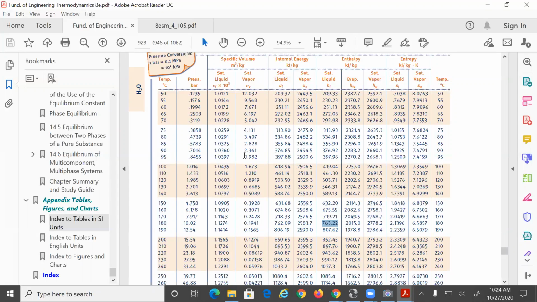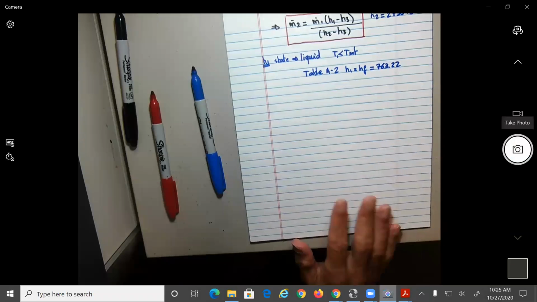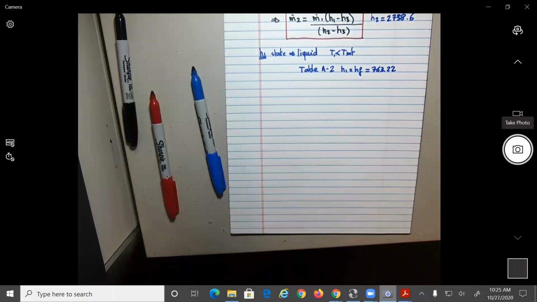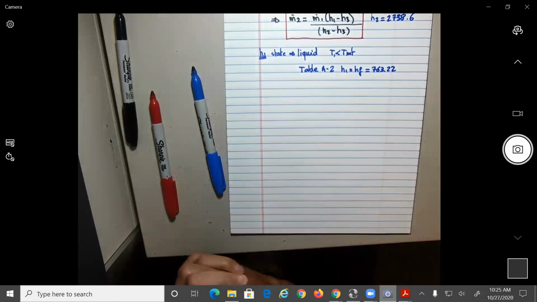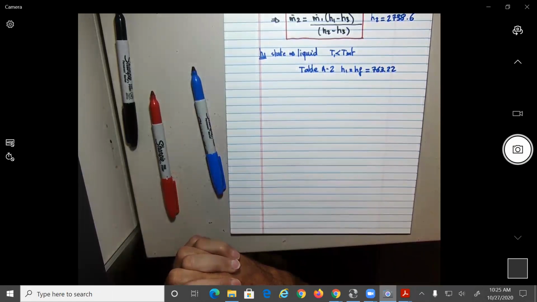All right, so H1, state is liquid because T is lower than T saturation. So we go to table A2, H1 equal to H fluid equal to 763.22. All right, so that's what I got over here. So we know H2, we know H1. We need to find H3.